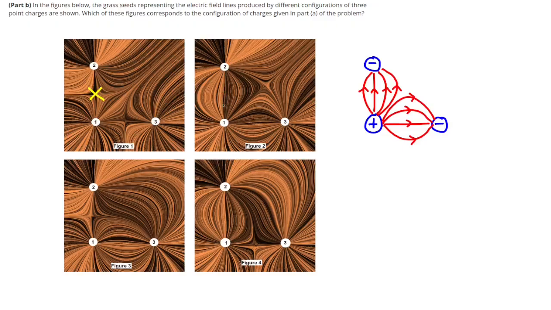And figure 3 is not correct, because the electric field lines between 1 and 2 are not connected, and between 1 and 3 they're not connected in this figure. So the correct answer is figure 2.